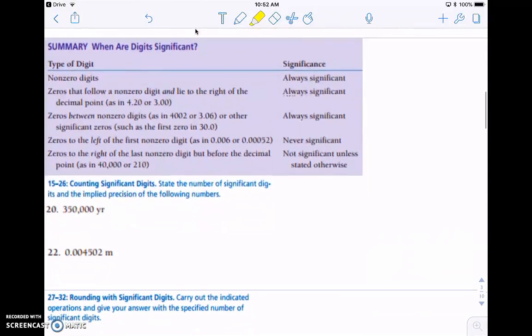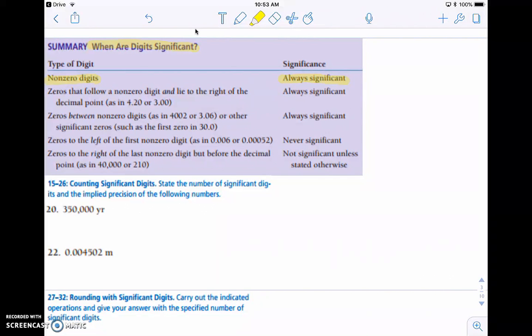Here's a summary of what I'm trying to get at, and then we'll go over some examples. I apologize, and know that this is a lot of English and a lot to take in, and it can take some practice. But here's a summary of when digits are significant. When do we count them as significant and when do we not? First off, any non-zero digit, a digit that is not zero, like 3, 5, 7, 1, 9, anything between 1 and 9, those are always significant. Always.